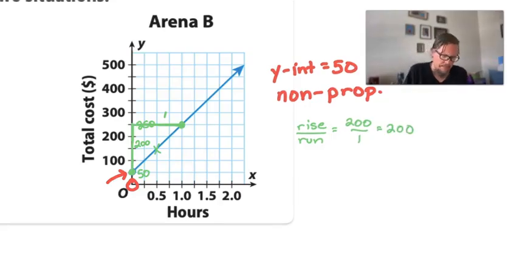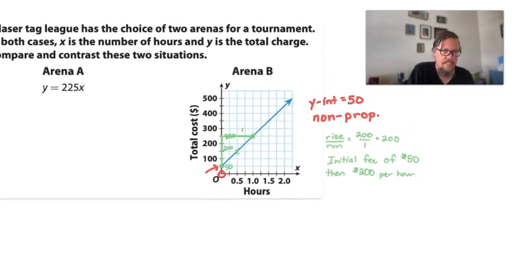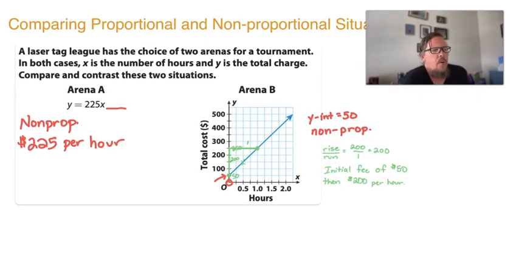Okay, so what does this mean? It means we have an initial fee of $50. That's what the y-intercept of 50 means. Initial fee of $50. And then it's only $200 per hour. So that initial fee is what makes it non-proportional. And then $200 per hour. So arena A, there's no initial fee, but it costs more per hour. Arena B, there is an initial fee right up front, but then it is cheaper per hour.